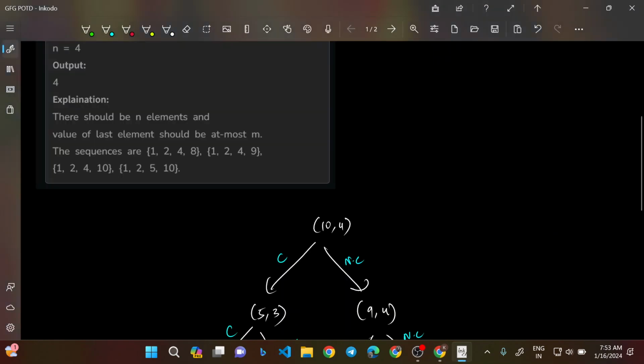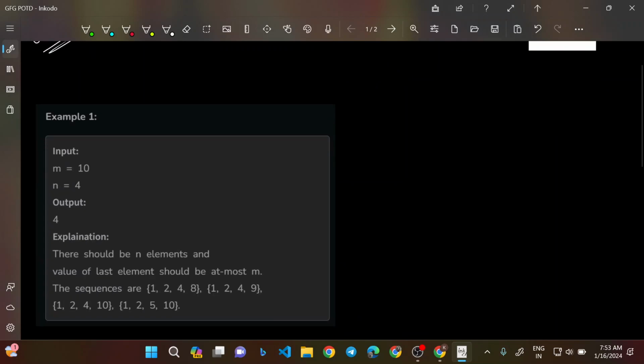This is example one that has been given. m equals 10 and n equals 4. What can we understand from this? m equal to 10 is the maximum value you can go up to, and 4 is the number of terms in the sequence that you need to have. So the output is 4.